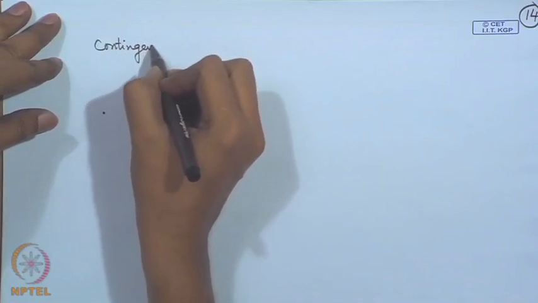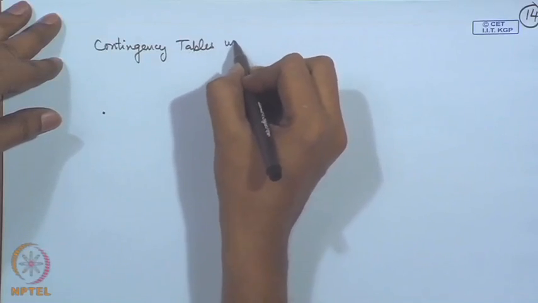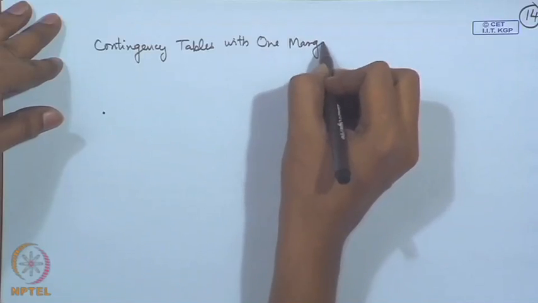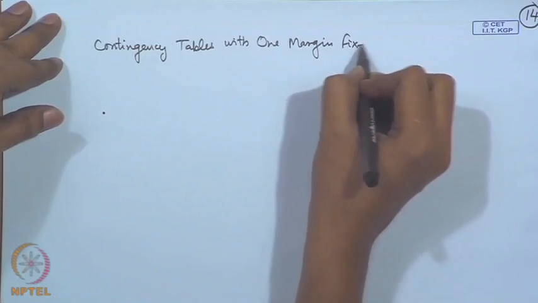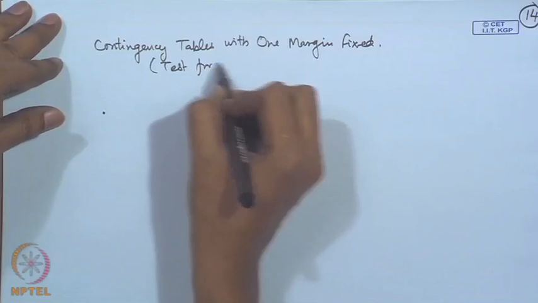So, the setup will be slightly modified. However, we will show that the test statistic is still the same. So, contingency tables with one margin fixed. This is called the test for homogeneity.